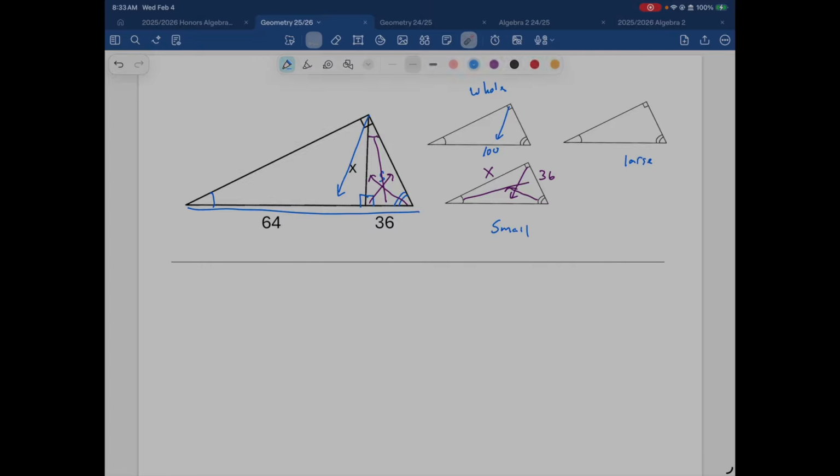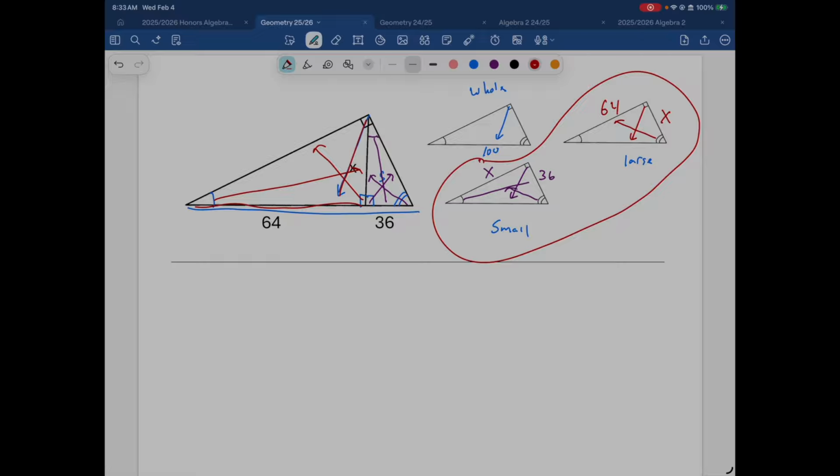So that's this one right here. Across from the 90, there's nothing written there, so I don't need to write anything there. Across from the 1 is the x, so that's going to be my x. Across from the other side then, that's this distance right here, so that distance is going to be 64. So these are my 2 triangles with 2 things in them.